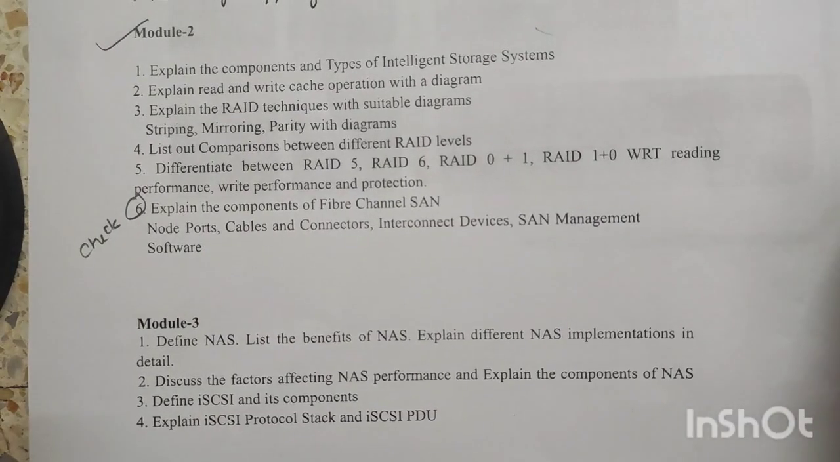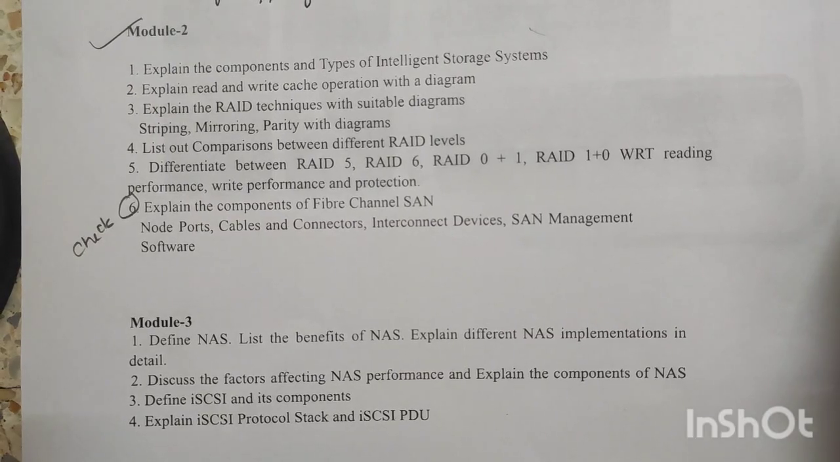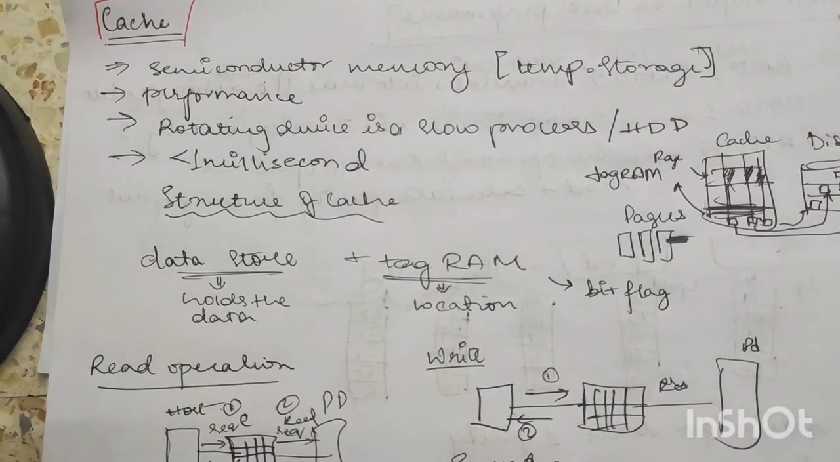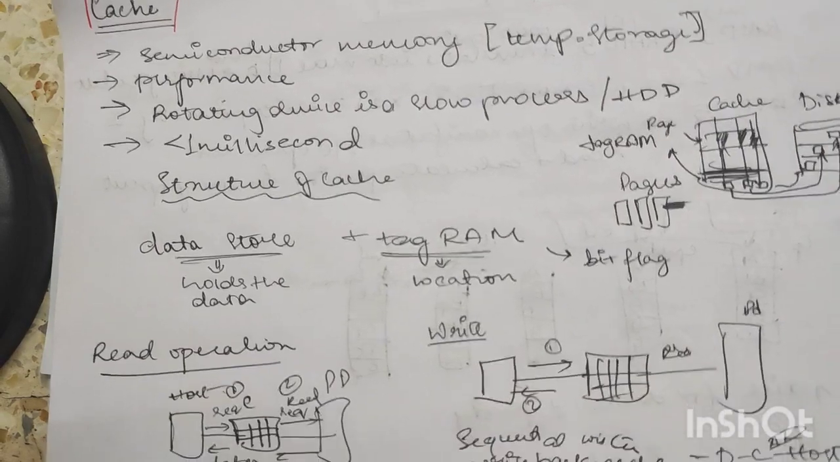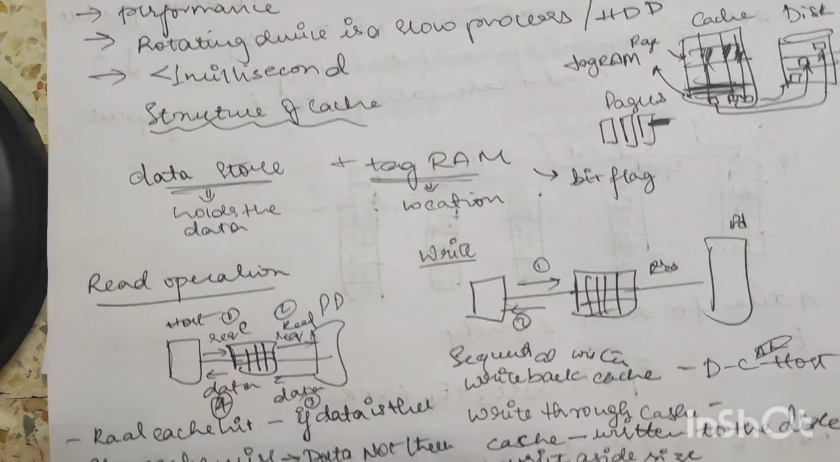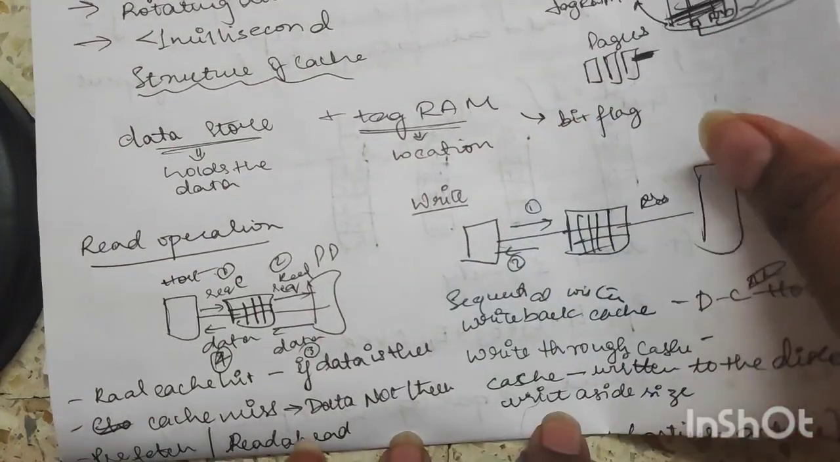You have the second question, that is read and write cache operations. So write a little bit about cache: it is the temporary storage, it helps in performance, and it helps to deliver data faster. And then you write about the read operation.